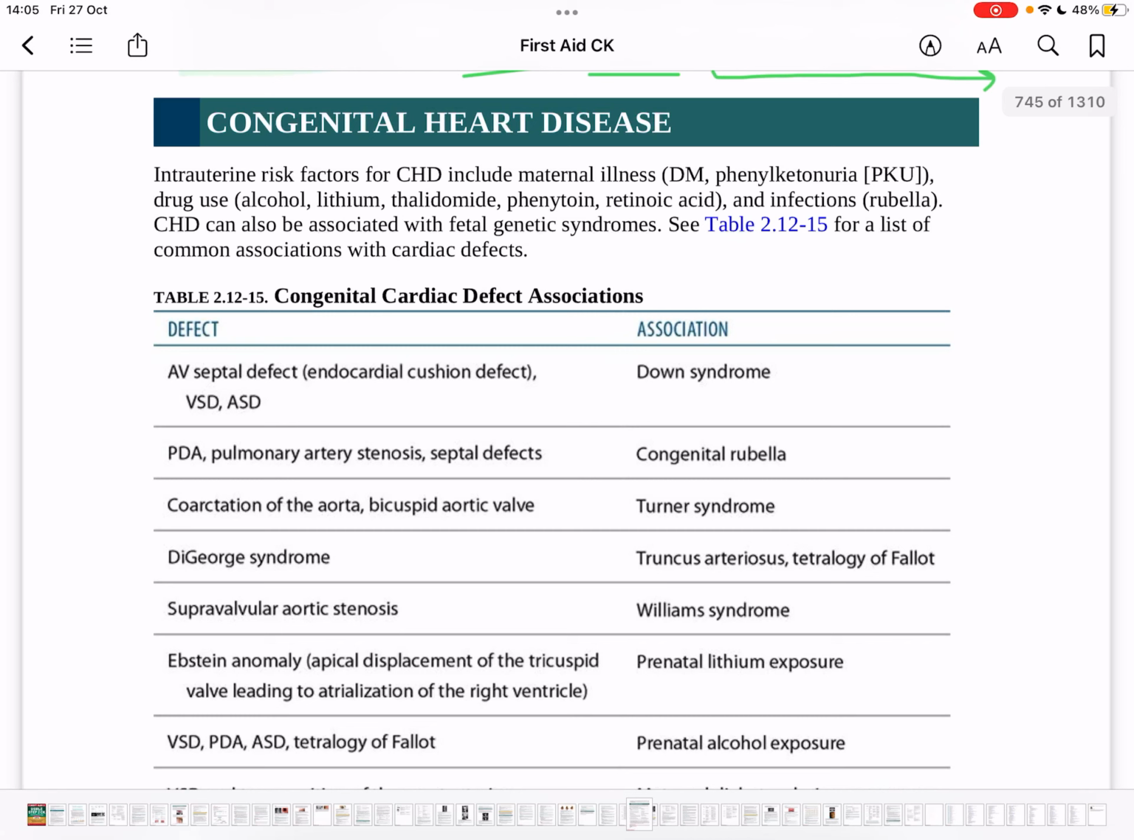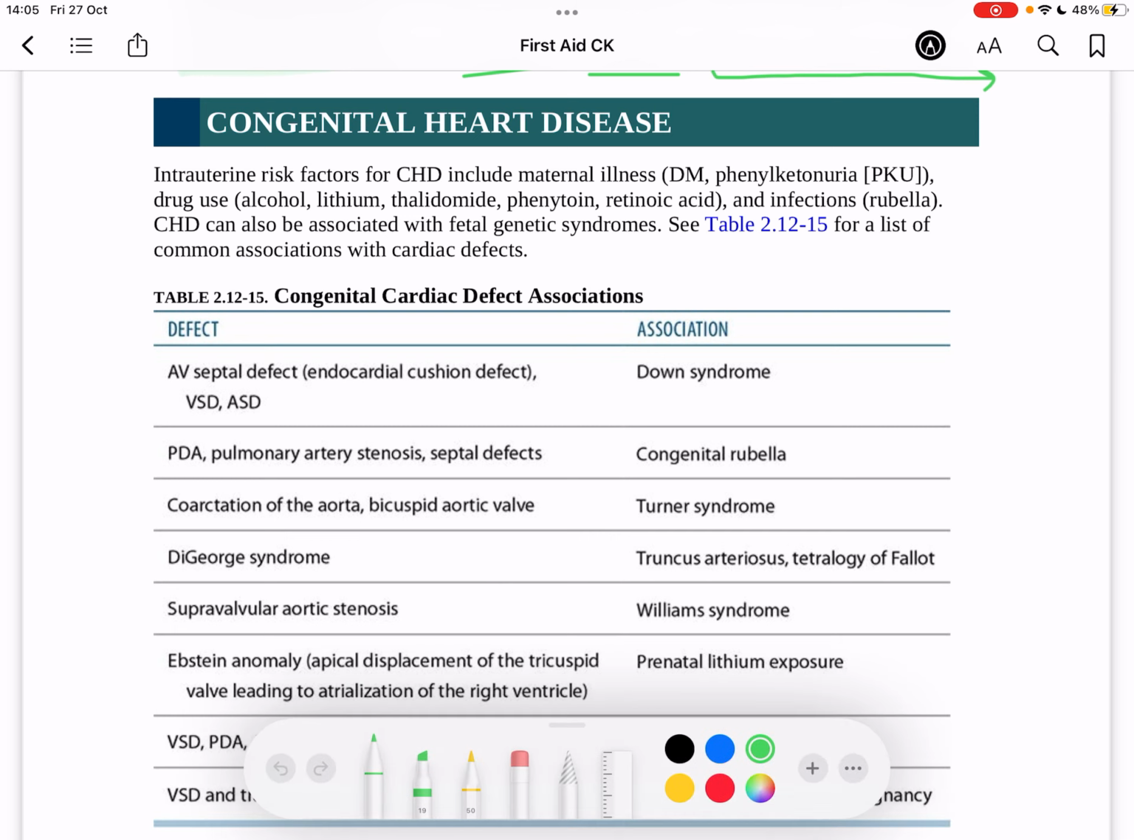Hello and welcome to a recording on congenital heart disease. This is part of the Paediatrics module. So we're going to start off by talking about, as a whole, some of the associations that we can have with congenital heart disease.